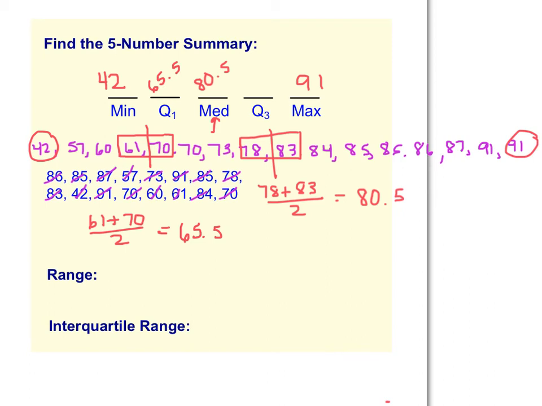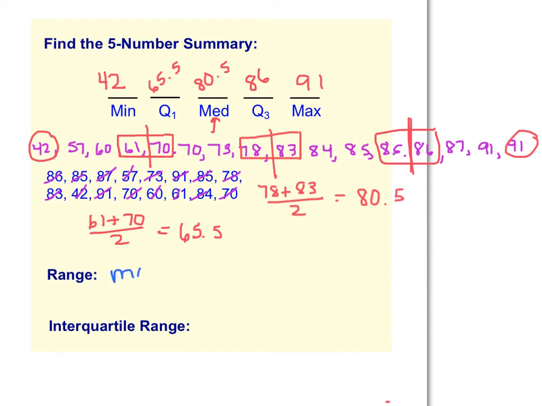And then Q3, you're going to count and figure out the median of the upper half of numbers, including that 83. So you're going to count in, and halfway in between gets you between an 86 and an 86. Well, that's just going to be an 86 for the Q3. Alright, so we have our 5-number summary.